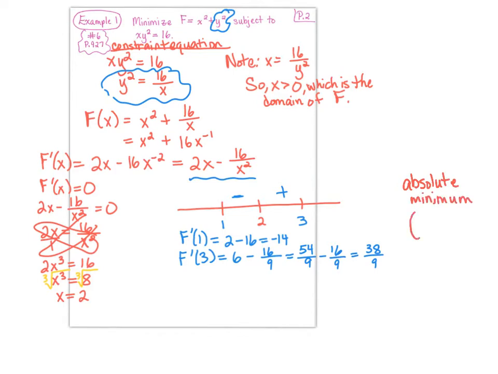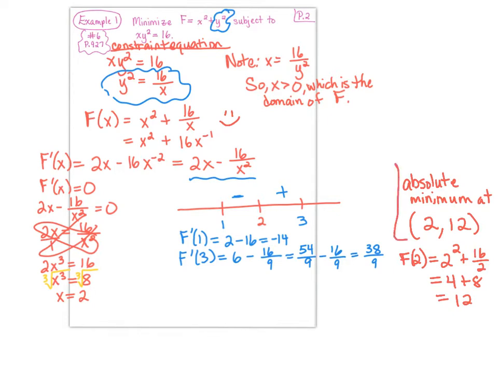When x is 2, now we plug 2 into our original function. So f of 2 is equal to, the smiley face is f, 2 squared plus 16 over 2. That's equal to 4 plus 8, or 12. So we get (2, 12). That's our absolute minimum.